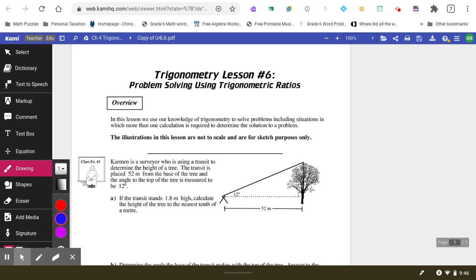All right, this is our last lesson of this chapter 4. We're going to do lessons 6 and 7 because they're just the same kind of problems, just extra examples. So here we go.